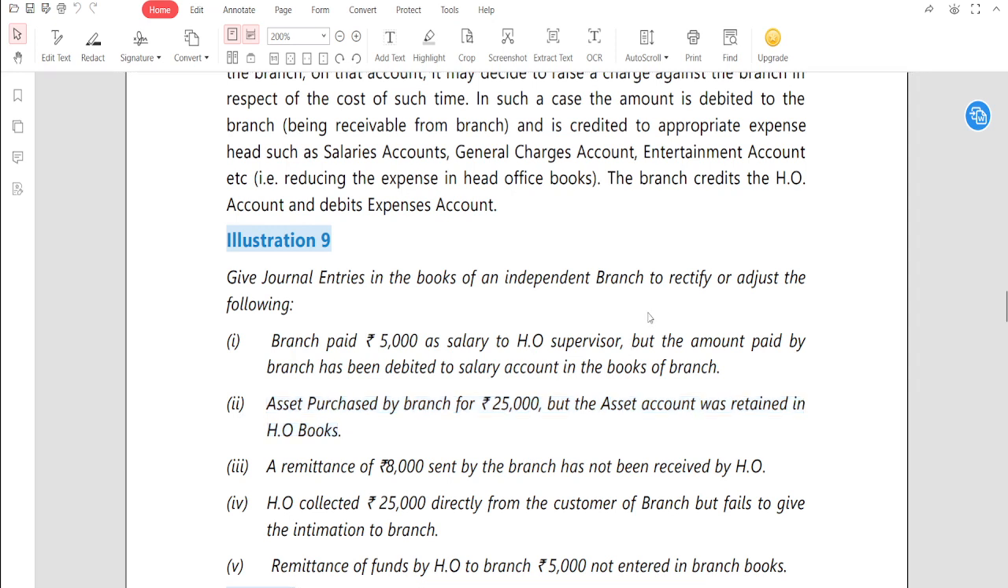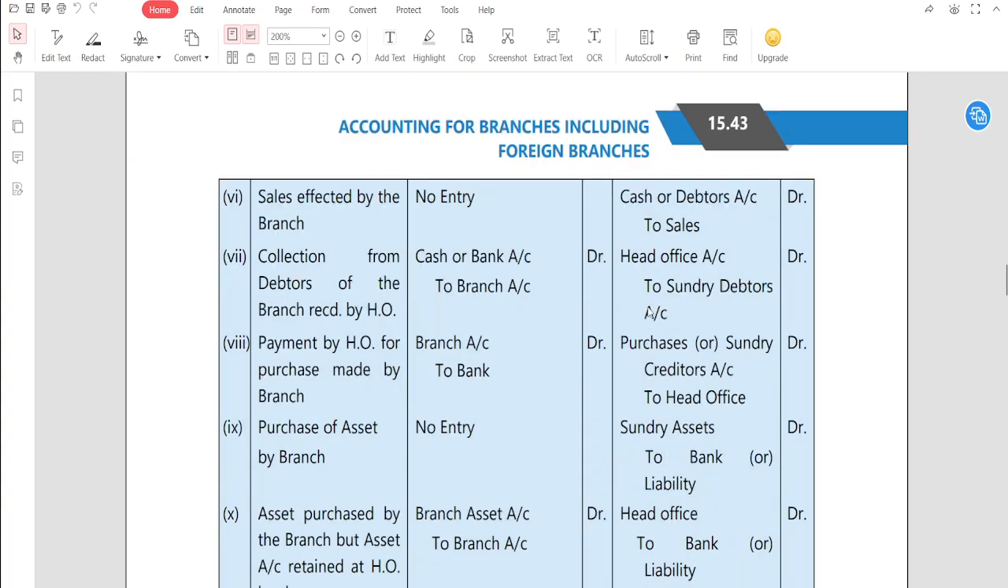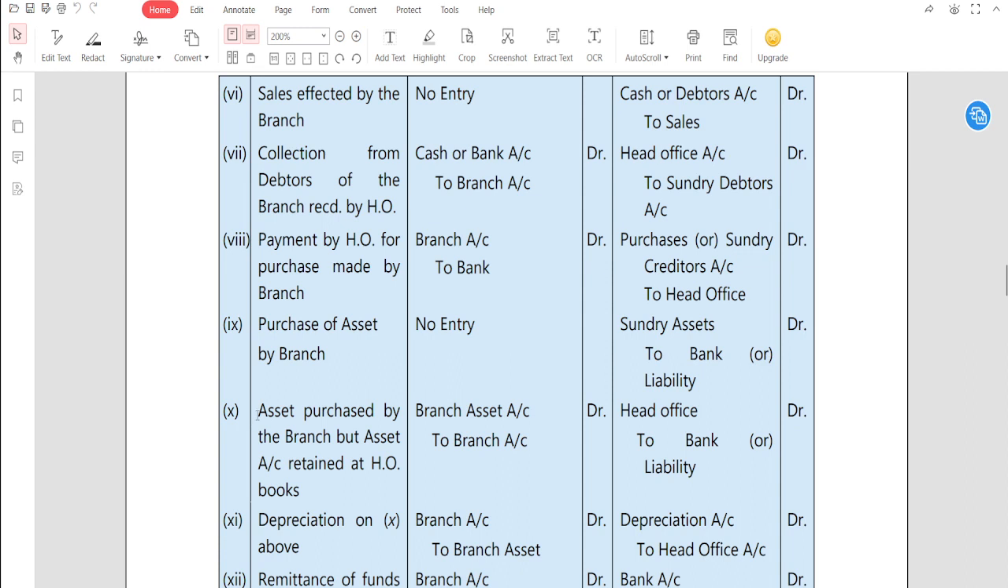Let's go up once. You will tell it yourselves. Asset purchased by the branch, but asset account written in HO books. So branch asset account debit to bank, that is the journal, and in the books of branch HO account debit to bank, that should happen. When the asset is purchased by the branch, we are maintaining the branch account, not the HO account, so we focus on HO account debit to bank. That is the journal.